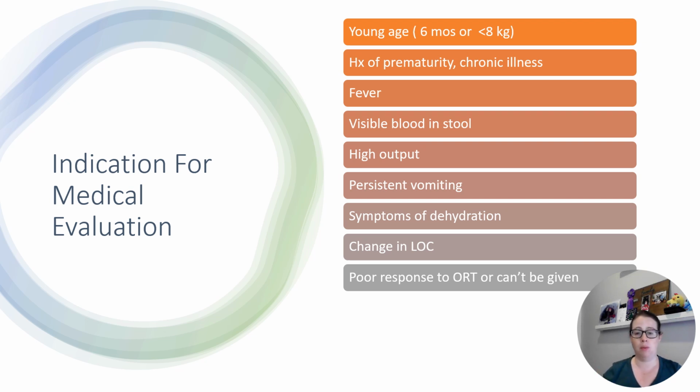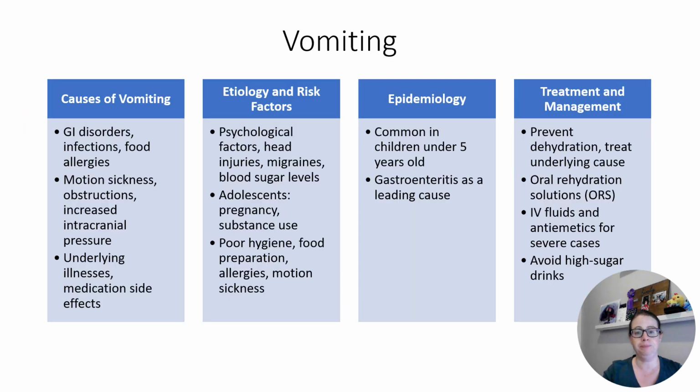I'm not going to read them all, but essentially underlying conditions, visible blood in the stool, okay? If it seems like they are actually being negatively affected by the fluid loss. And most definitely if you're seeing changes in level of consciousness or they're not responding to oral rehydration, that is when they would need to be seen.